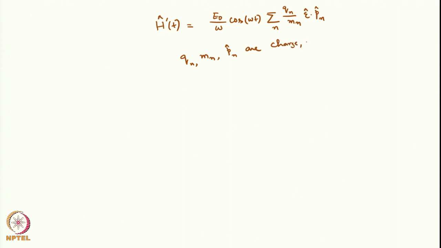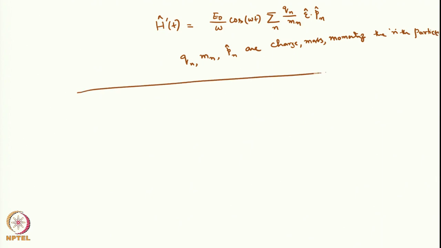At the end of the last class, we had H prime of t equals E naught by omega cos omega t, sum over n of q n by m n, e dot p n, where q n, m n, p n are the charge, mass, and momentum of the nth particle. So this is what we have.